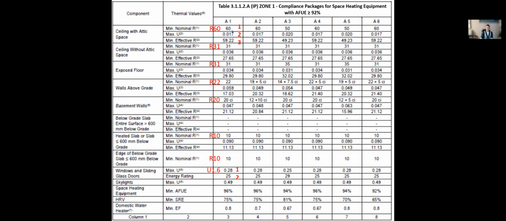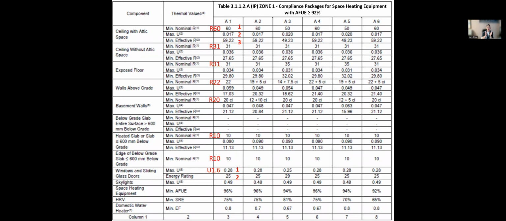And it doesn't matter which path you pick, you must adhere to all the components. So you cannot pick and choose. You must go with all of A1, or all of A2, and then A3, A4, A5, and A6. So this is what you have to compare to if you were to do energy modeling.